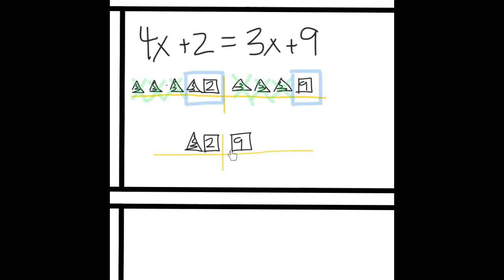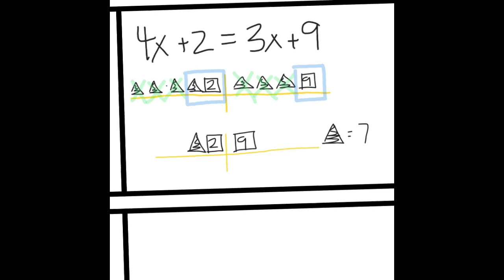If I need to get to 9, and I've already got 2 over here, that would mean that my triangle would have to be 7. So I'm going to record that I believe in this problem a triangle equals 7. When I do my checking, I'm going to go back to my original. I'm going to go back to my 4x plus 2 and my 3x plus 9. Let's do some adding and see if it works.